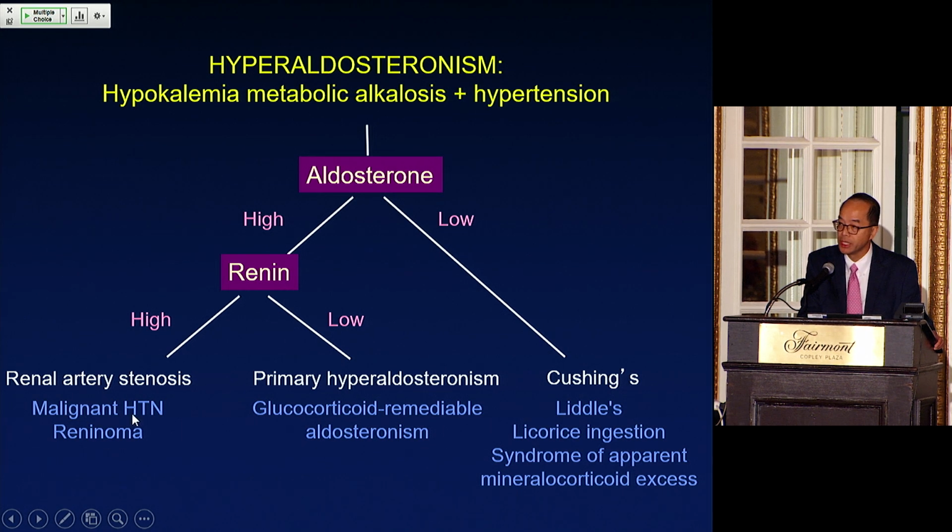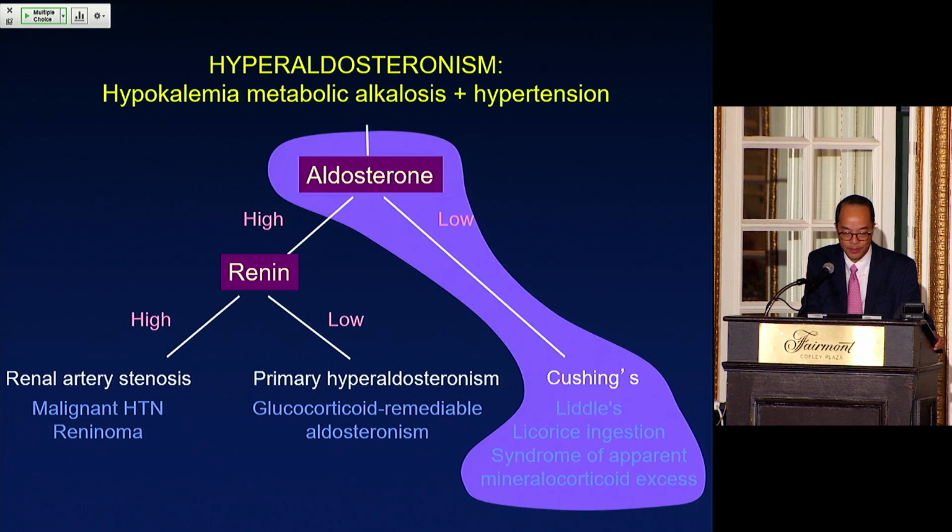Malignant hypertension in the acute phase can look just like secondary hyperaldosteronism. The very rare condition of a tumor that secretes renin can behave like this. And then over here are these things that mimic high aldo, but the aldo and renin are completely suppressed, including Liddle syndrome, licorice ingestion, the syndrome of apparent mineralocorticoid excess.